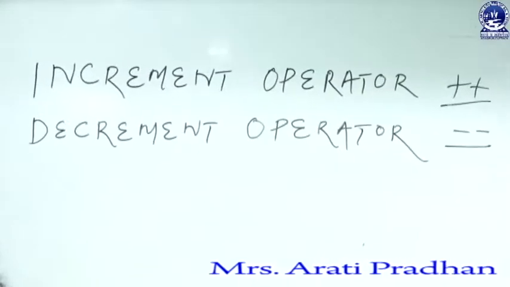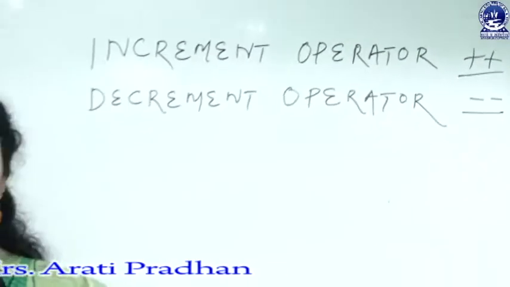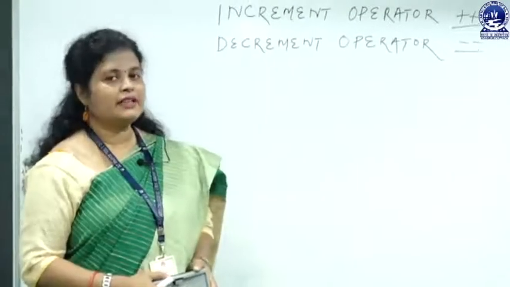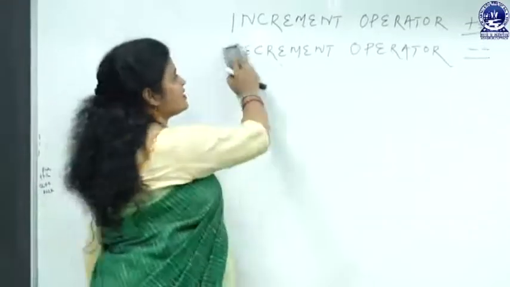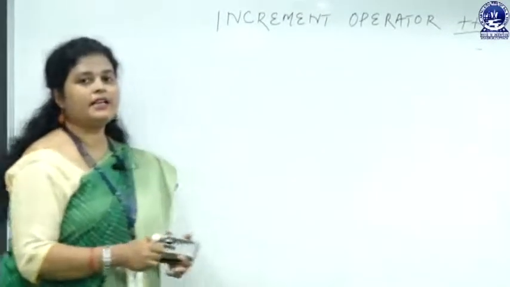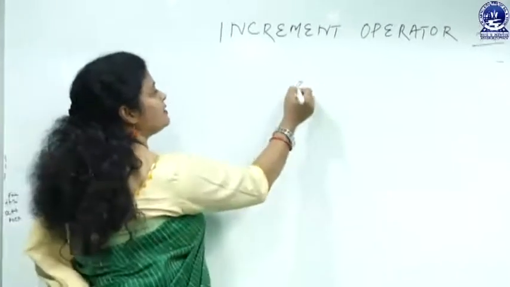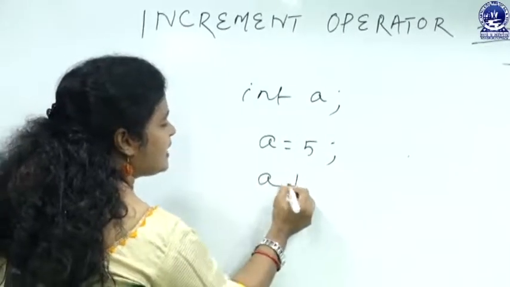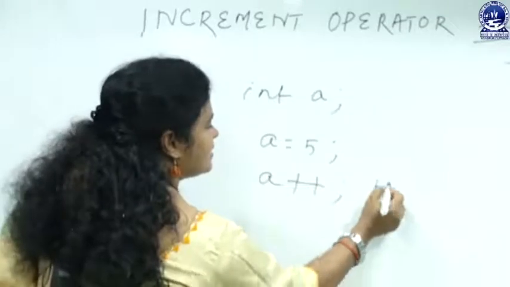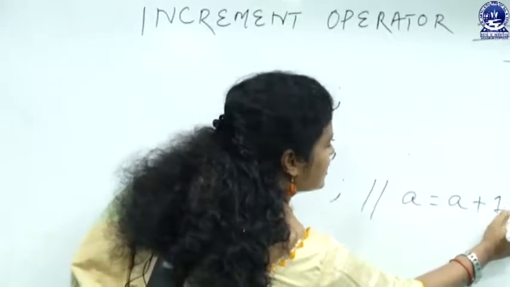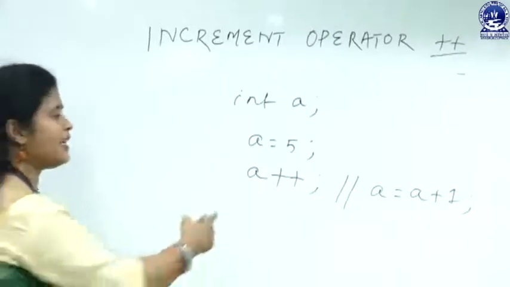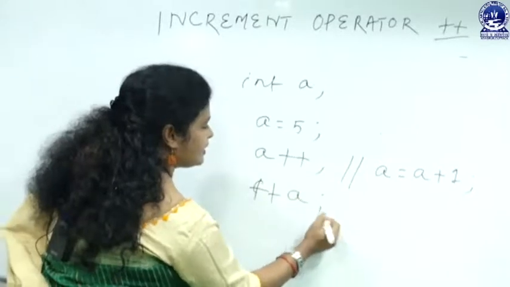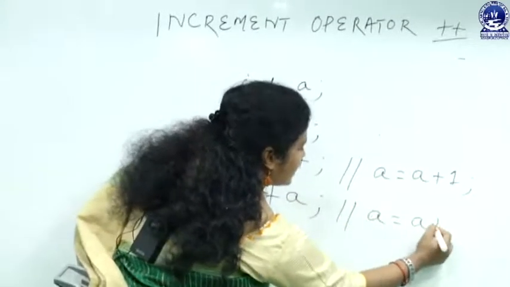Let me give a very simple day to day life example, so that you will be very clear on this concept. Now I am giving the example of the increment operator, and later we will discuss the decrement operator. Let the coding be, for example, int a and a equal to 5. If I write a plus plus, it means that a equal to a plus 1. If you write a plus plus, or if you write plus plus a, then also it means that a equal to a plus 1.